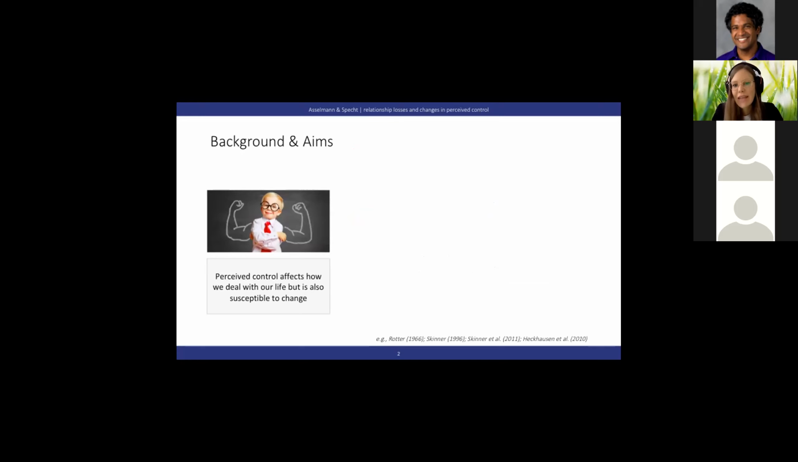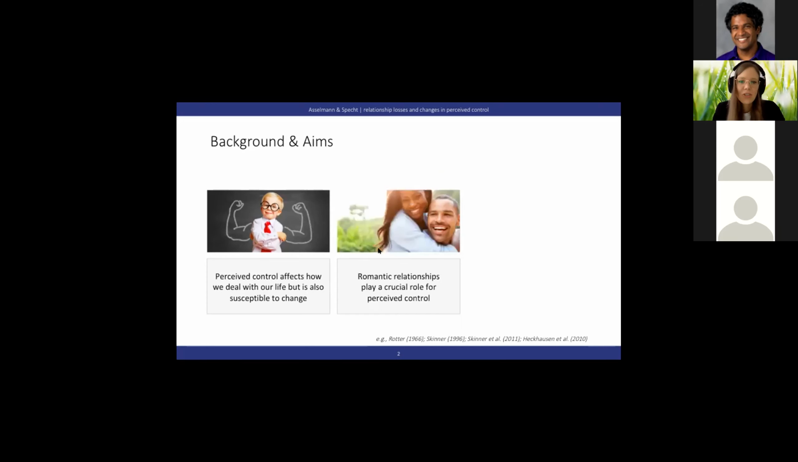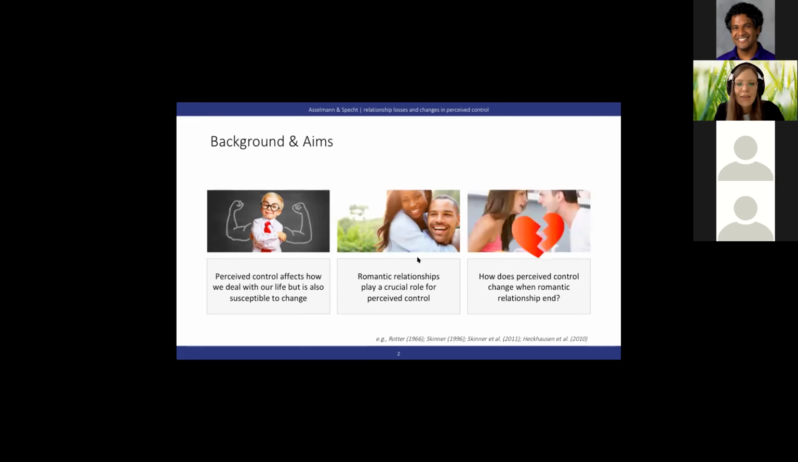For instance, studies on age-graded changes found that perceived control increases in young adulthood, remains relatively stable in middle adulthood, and then decreases again in old age. Researchers also agree that social relationships, especially romantic relationships, play a very important role for perceived control. For example, stable and secure relationships seem to have beneficial effects and have been associated with higher perceived control. Despite all these findings, we know little about how the end of romantic relationships affects perceived control.